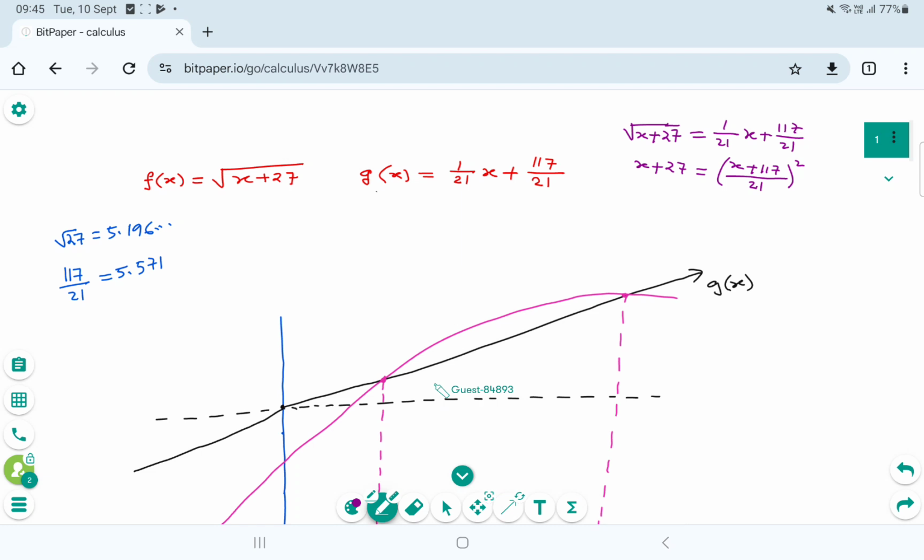21 into 21, that would give you 441 times x plus 27 on this side, and on this side it will be x squared plus 2 into 117x, which is 234x, plus 117 into 117. So we are getting 13689.